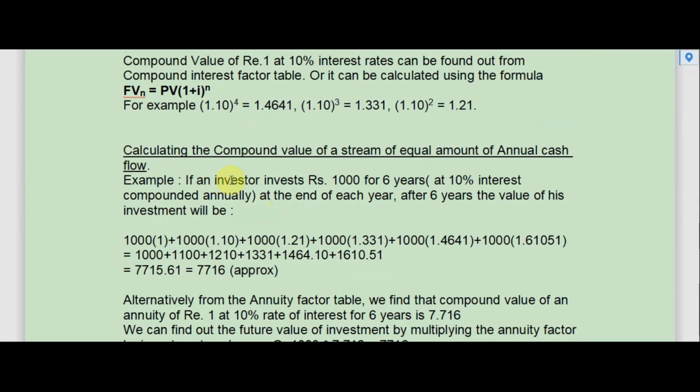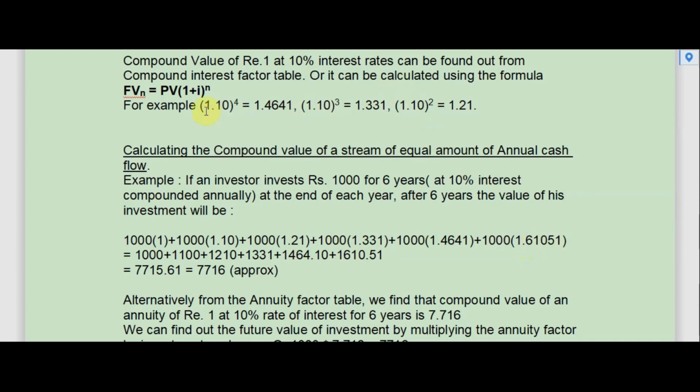Now, how to calculate the compound value of a stream of equal amounts of annual cash flow? For example, if an investor invests rupees 1000 each year for 6 years at 10% interest compounded annually, at the end of 6 years the value of his investment will be 1000 multiplied by 1, 1000 multiplied by 1.10, 1000 multiplied by 1.21, 1000 multiplied by 1.331, 1000 multiplied by 1.4641, 1000 multiplied by 1.61051.